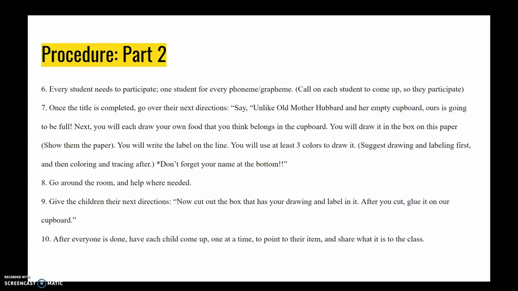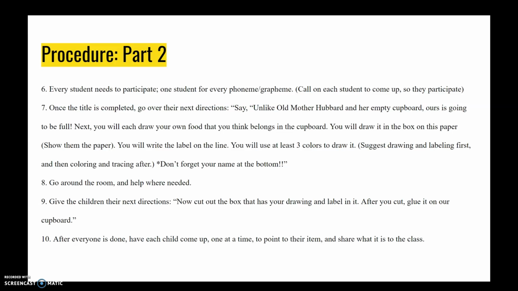7, once the title is completed, so once they helped write that title, I will then go over the next directions. That way it's fresh in their memory, and they wouldn't forget it over that period of time. So I would say, unlike Old Mother Hubbard and her empty cupboard, ours is going to be full. So what we're going to be doing is they're each going to get that sheet of paper, and I will show it to them. And what they're going to do is they're going to draw an item of food in that box, and they will color it, but they will label it on the line.